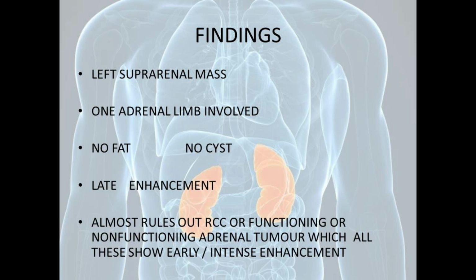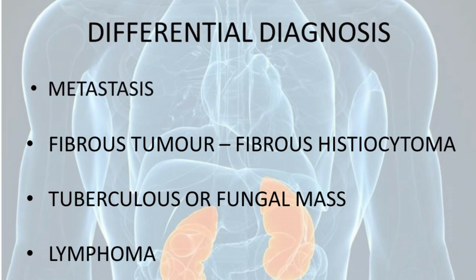We thought about three possibilities. One, it can be a fibrous tumor like fibrous histiocytoma. The second one is a chronic infective focus like a tuberculous or a fungal mass. And the third one is a malignant tumor, either lymphoma or a metastatic focus. All this could not be ruled out by the imaging findings alone.